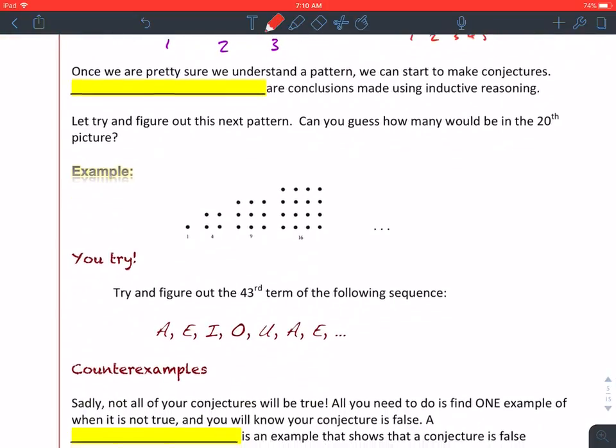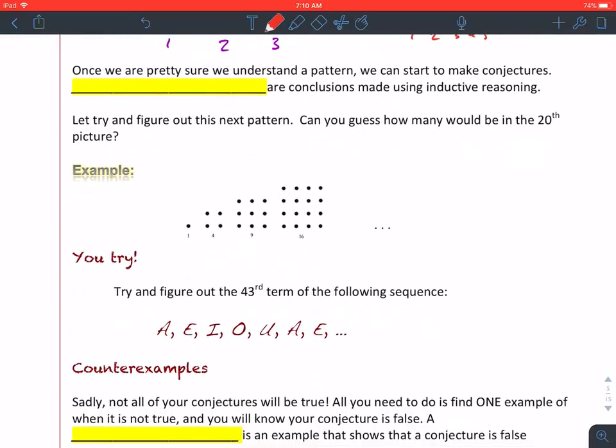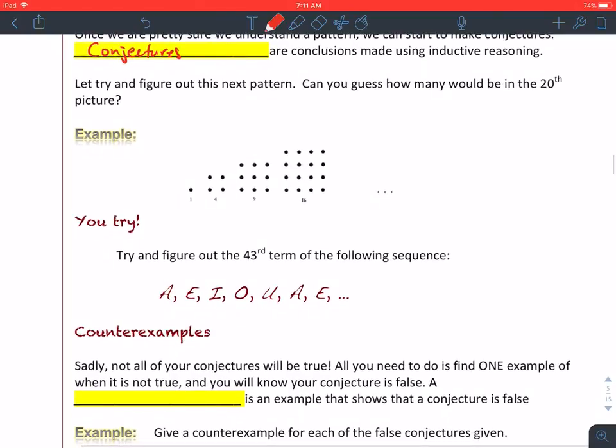Continuing with our notes. Once we are pretty sure we understand a pattern, we can start to make conjectures. Conjectures, dramatic pause, are conclusions made using inductive reasoning. So let's try and figure out a pattern in this next figure. So first figure has 1 dot. Second figure has 4 dots. Third figure has 9 dots. Fourth figure has 16 dots.